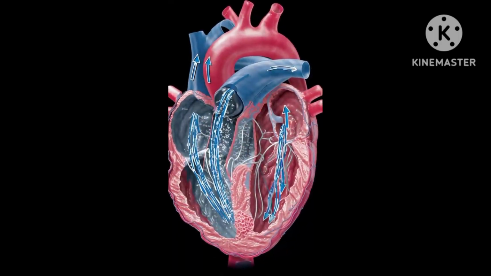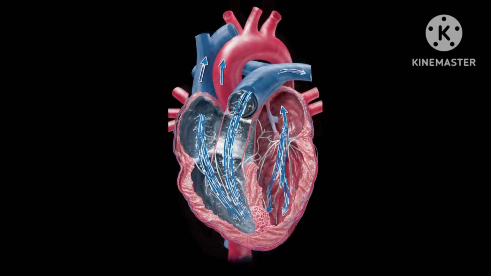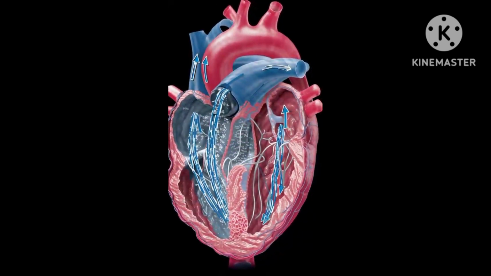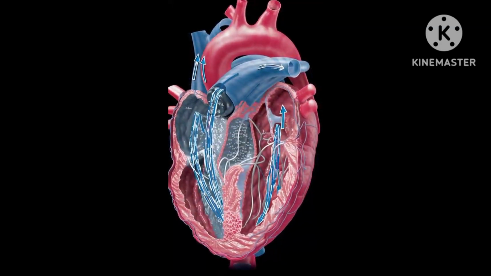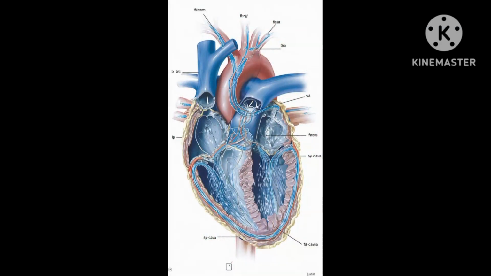Conversely, in the systemic circuit, the left ventricle must generate considerably higher pressure to distribute oxygenated blood throughout the body, from the head to the distal extremities, which accounts for its significantly thicker myocardium.